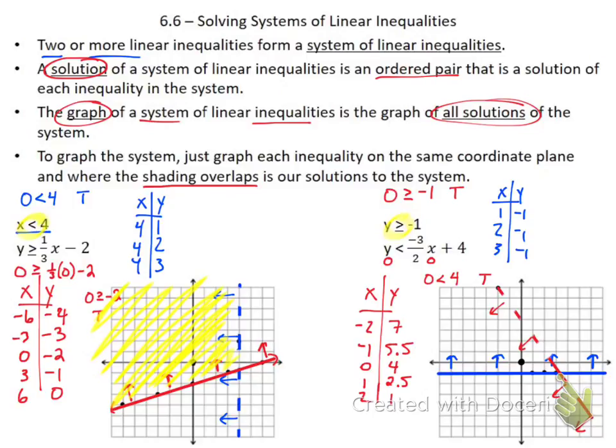And so again, where the shading is, I want it to be above the blue line and down and to the left of the red line. And so I end up with this piece right here of this graph. That's where my system of inequalities happens at.